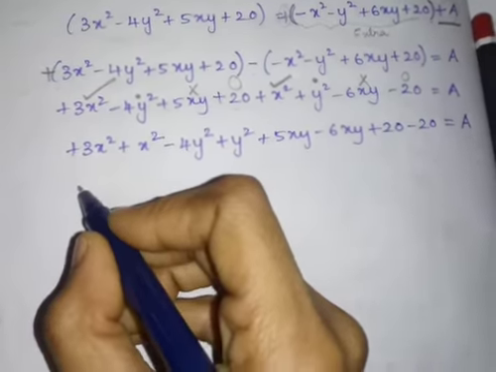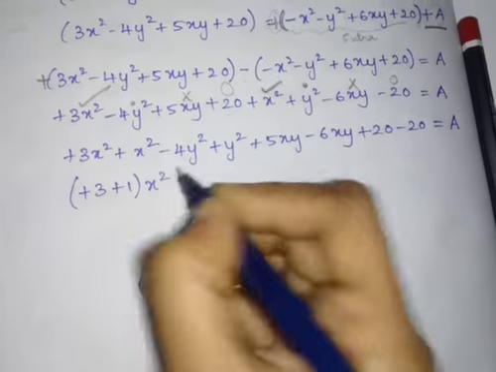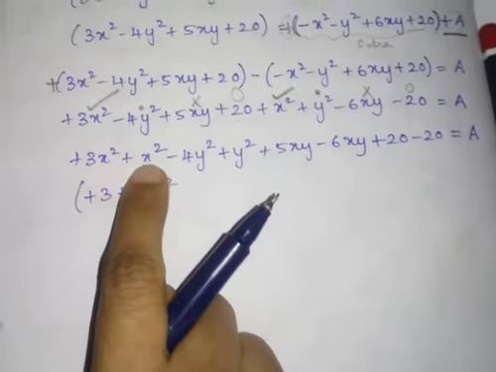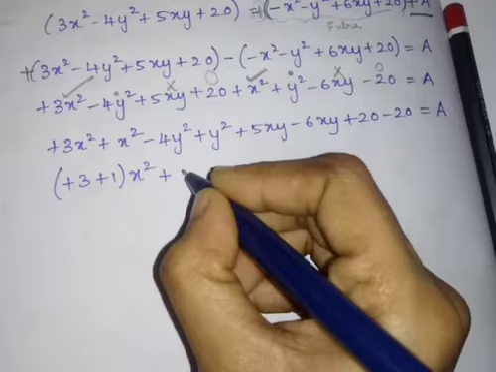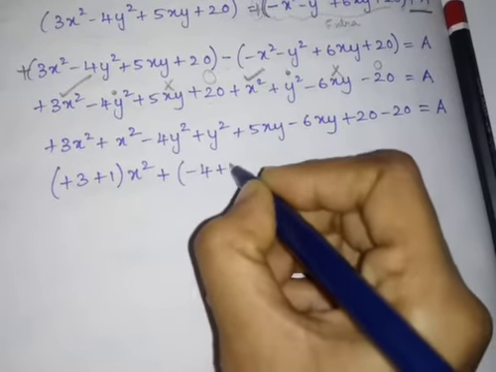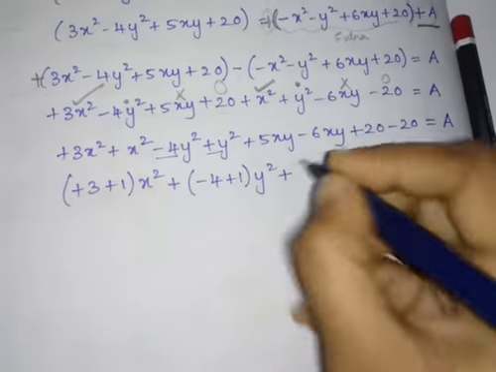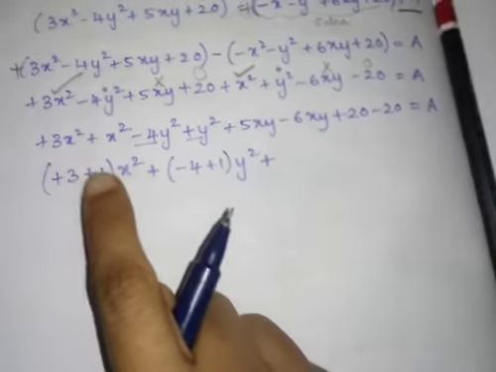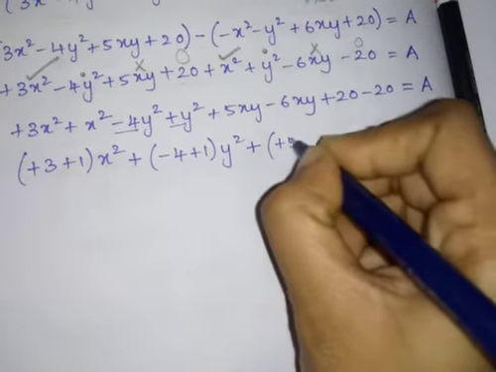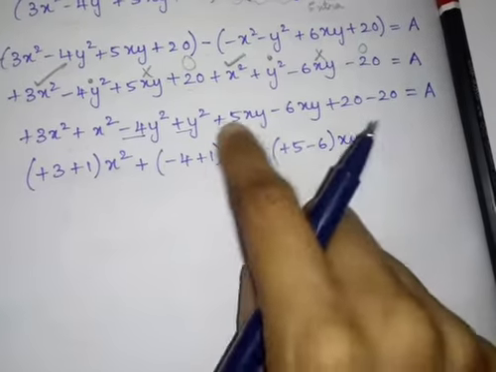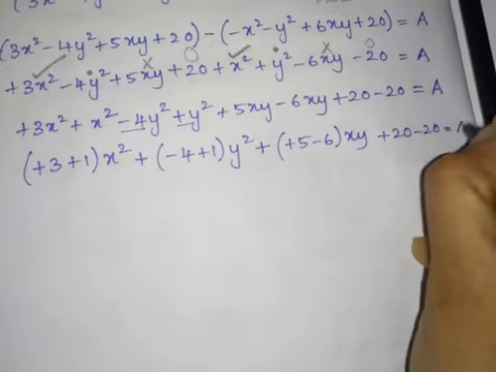Now, what will you do? As usual, bracket plus 3 plus 1 into x square. Because I am taking this common variable outside, plus 3 plus 1 into x square. Then you will put plus, correct? Now, minus 4 plus 1 into y square. Then again this plus is actually to differentiate this x square term and y square term. Next, plus 5 minus 6 into xy. Constants you don't want to separate. Correct? So I wrote like that.